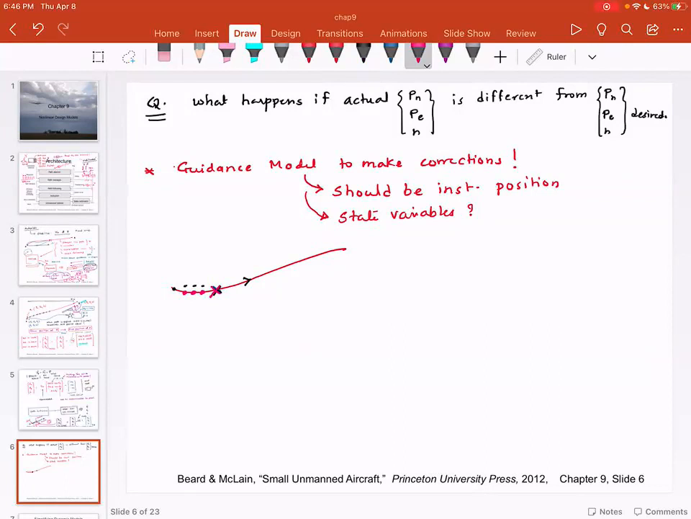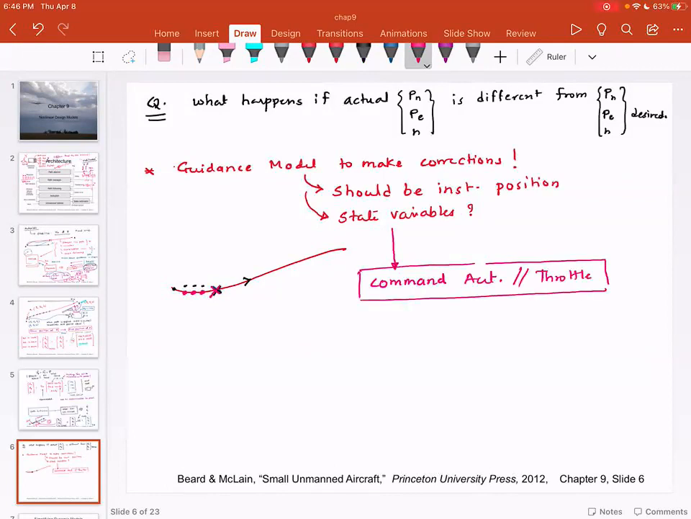Now, if you have a guidance model, is that it? No, because even if somebody guides you, you have to implement those guidelines so that you can follow that particular path. So with this guidance model, your control, or your autopilot, should command your actuators and throttle so that the roll and pitch values, or the state variables that are coming from the guidance model, are implemented in the actual aircraft. So that is how the whole system works.